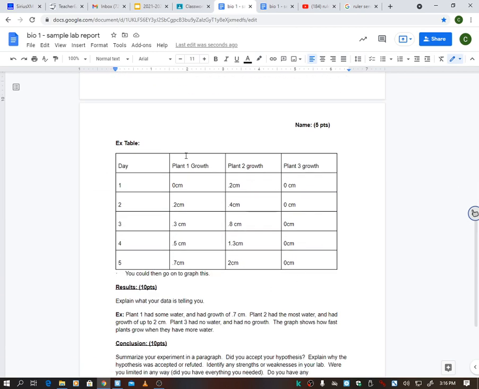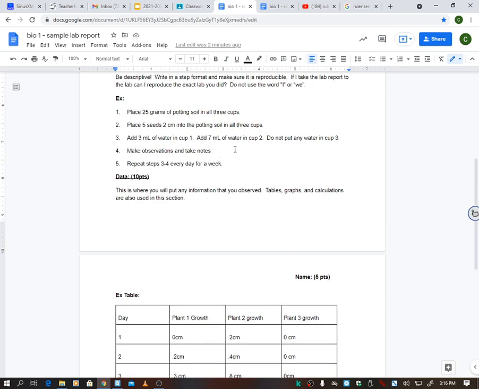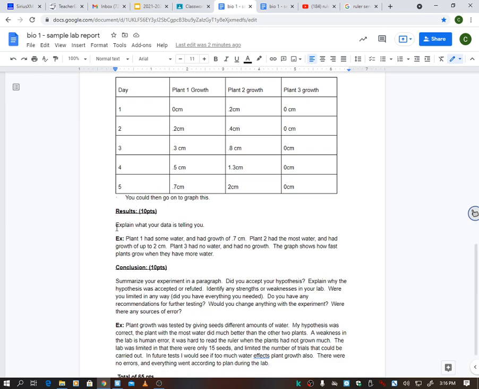All right, my data. This might be a sample of my data, and that's all I put. I'm just putting this chart. You might have a graph or a chart and a graph, but that's it. I'm not going to tell you anything. I'm not reporting on my findings in the procedure. I'm not reporting them here in the data. I do that in the results.